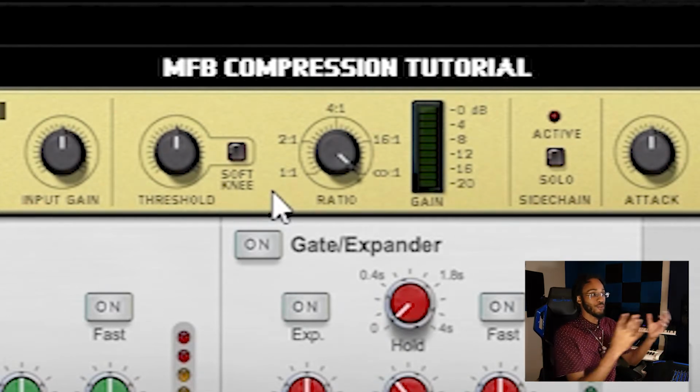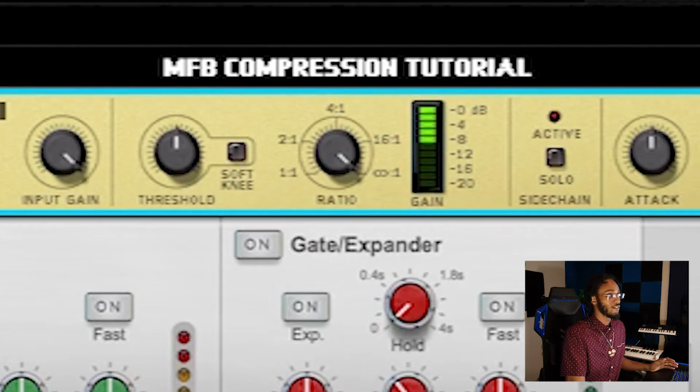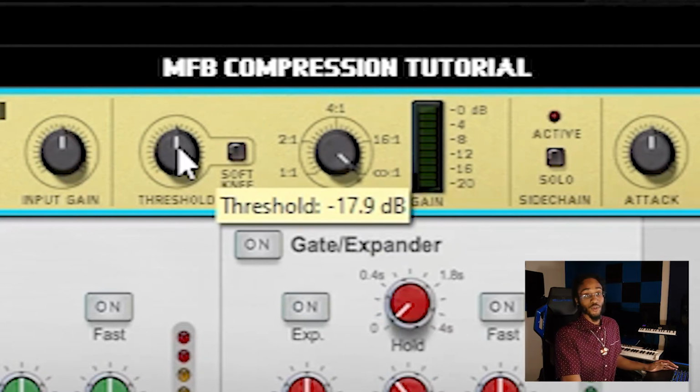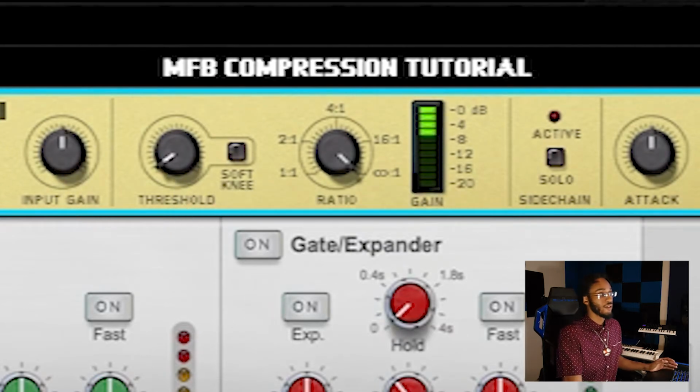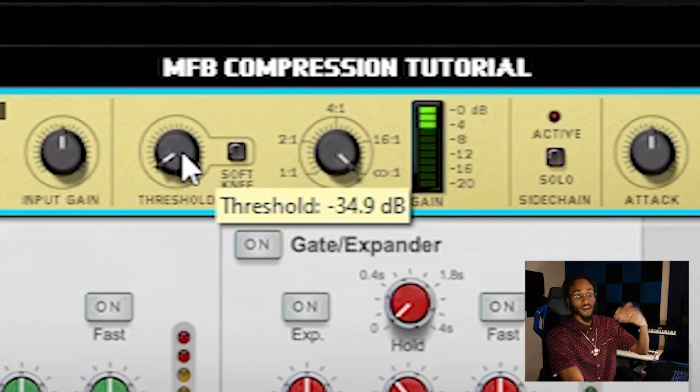We can do this by using our input gain and cranking it all the way up. Or we can take our threshold and bring it all the way down. So you can either use your input gain to get your audio signal to reach that threshold, or you can just bring your threshold lower so that your input signal is being affected at a lower volume.